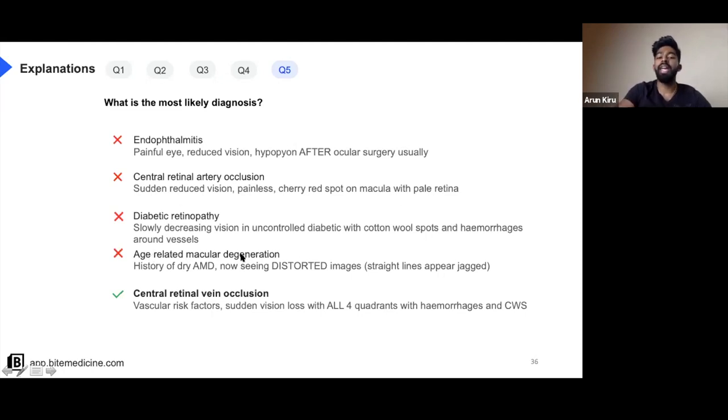And then some of you went for AMD, which we can see now, the history would be of distortion, and there wouldn't be all these hemorrhages and things like that. This is due to fluid, basically, so you wouldn't see that apart from on a scan.